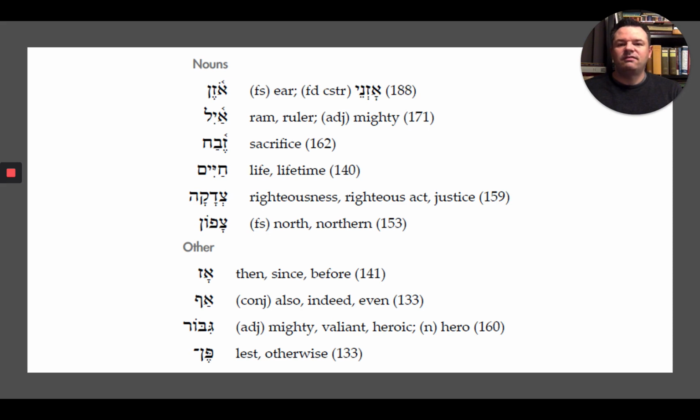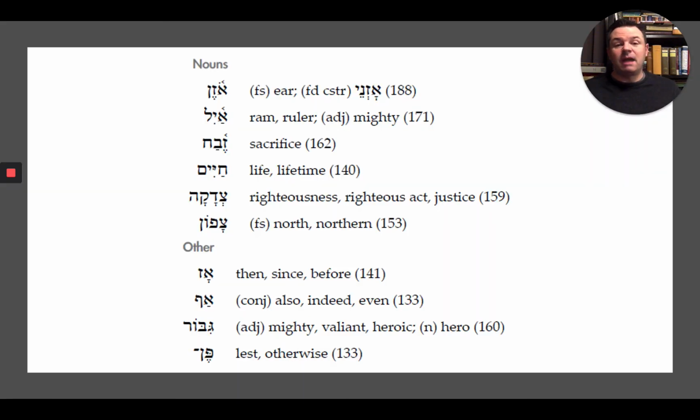Chaim, life. Maybe you've heard a prayer, l'chaim, right, l'chaim or something like that. Life. Tzedakah, righteousness. Tzafon is north or northern. Az, then, since or before. Af is also, or indeed. Gibor, strong, mighty, valiant, can mean hero. So a Gibor Hachayil, I think I already mentioned, is like a mighty man of valor. Gideon is referred to in Judges chapter 6 by the angel of the Lord as a Gibor Hachayil, right? Pen, lest or otherwise. Notice the makef there.